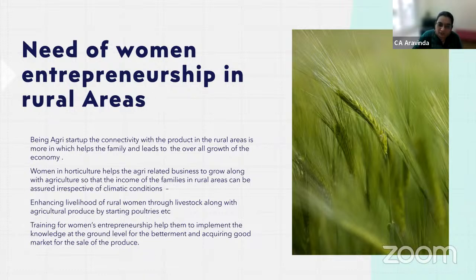Horticulture is one of the areas where women can come and work with agri-related businesses, which can help them to work in the entrepreneurship area. It will actually help their livelihood, rural development, and the livestock also. Training and skill development is the key area which helps women to stand unique and separate as against the other people coming into entrepreneurship.